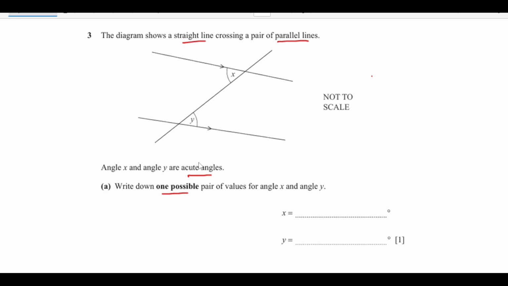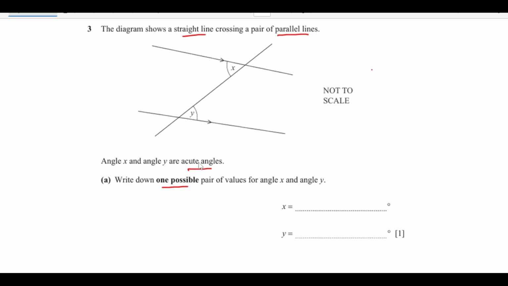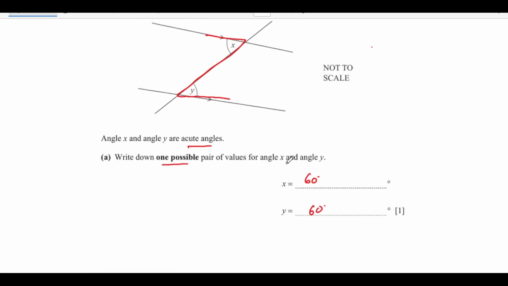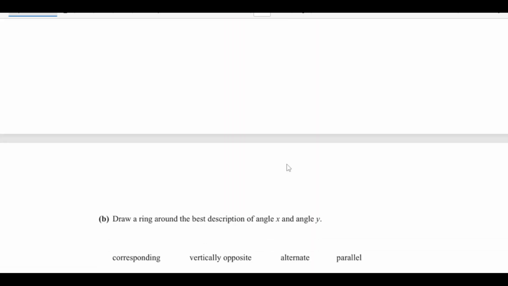Yeah, you can write any angle actually, because this is a Z shape. So in a Z shape, x and y are going to be equal. So we can write down maybe 60 degrees. This is also 60 degrees. This is a very simple question, you know.